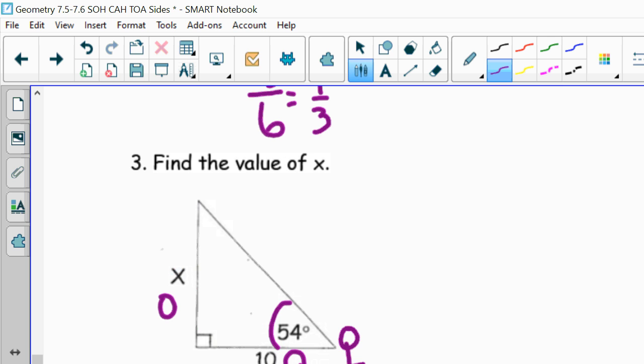Cross multiply, I get 10 times the tangent of 54 equals x. X is by itself, so I'm good to just type this into my calculator: 10 times the tangent of 54. When I do, I find that x is approximately 13.8.